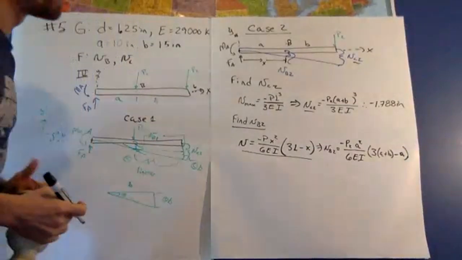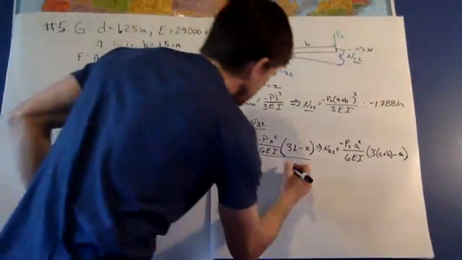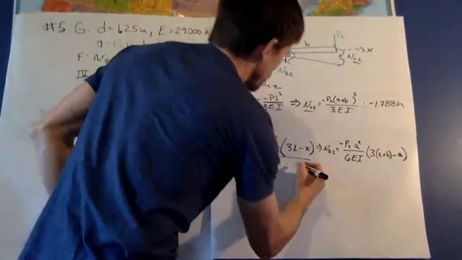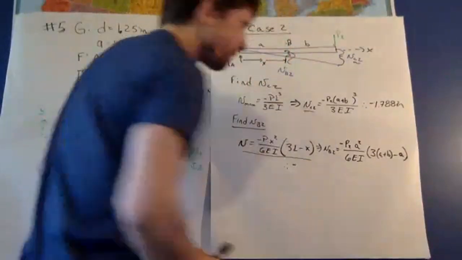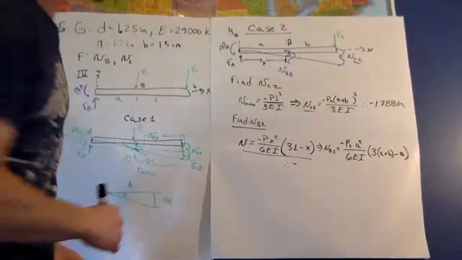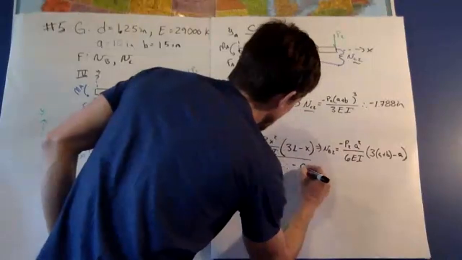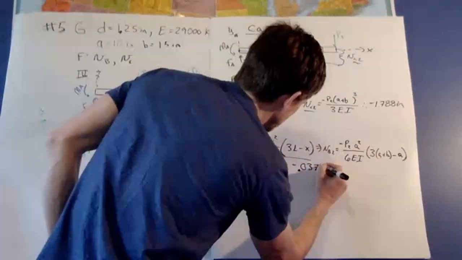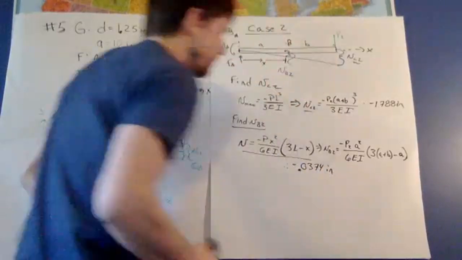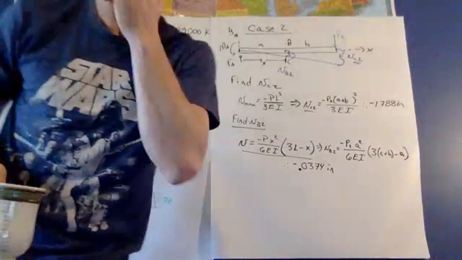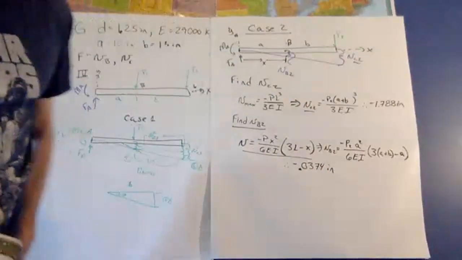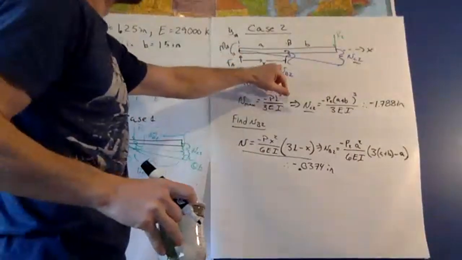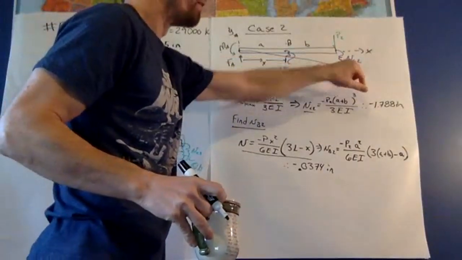So eventually, if we put the numbers in, we would get a negative 0.0374, and that's in inches. So we get about 37 thousandths of an inch deflection at VB with respect to VC.